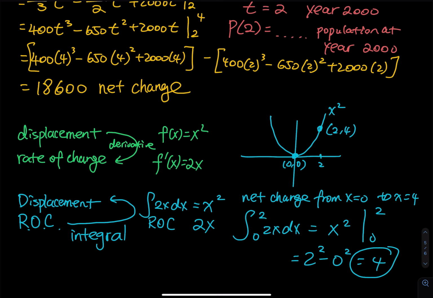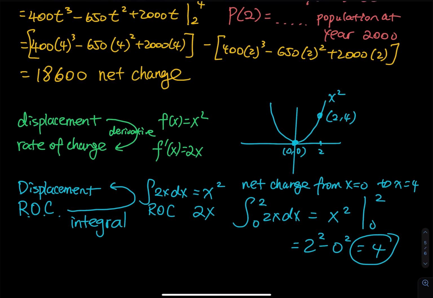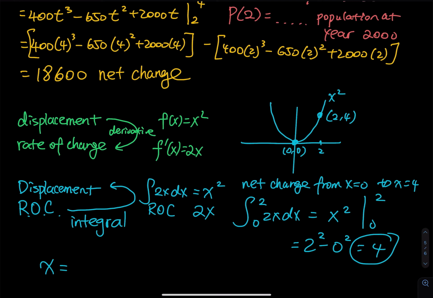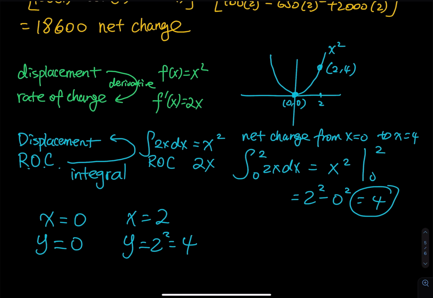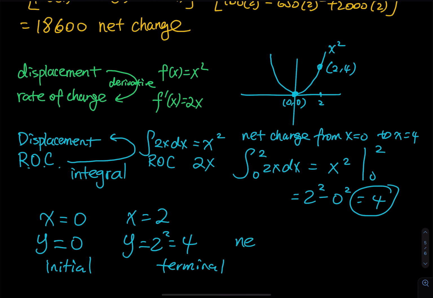So what does that mean? Let's say we take x squared as population. What was the population when x is equal to 0? You plug in a 0, then you get 0, right? Y is equal to 0. And then you plug in a 2, y is equal to 2 squared, that is equal to 4. So this is the initial, and this is the terminal. Just imagine that we have a time interval from the initial point to the terminal point. What's the net change? The net change is 4 minus 0, that is equal to 4.